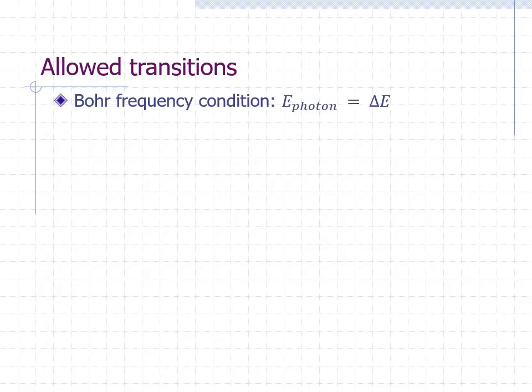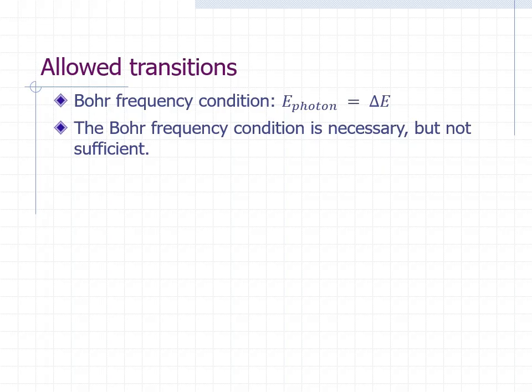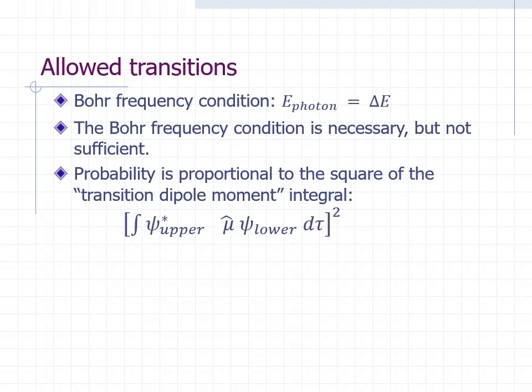Recall that the Bohr frequency condition requires that the photon energy must match the energy difference between allowed energy levels of a particle that absorbs or emits the photon. But just because the Bohr frequency condition is satisfied doesn't mean that an optical transition can occur. We can determine the probability of an optical transition from the wave functions. The probability can be shown to be proportional to the square of this transition dipole moment integral.